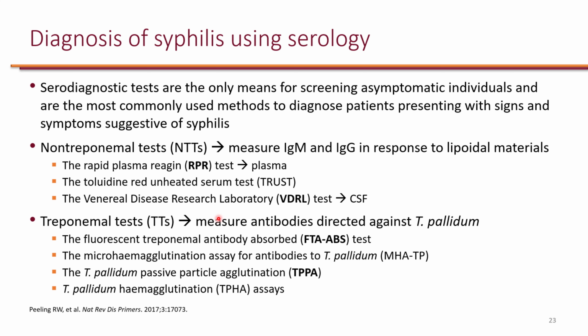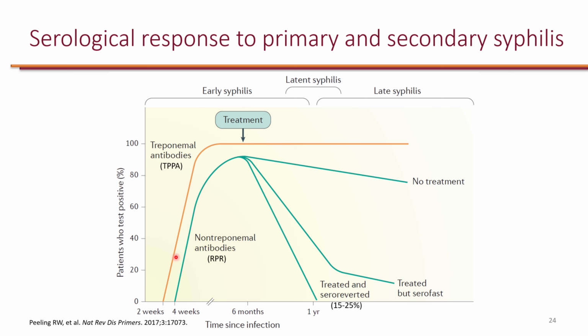Essentially, one thing to keep in mind is what happens with this serology. Here on the x-axis we're looking at time, and on the y-axis we're looking at patients who test positive, what percentage test positive. I can see that after infection, sometime between 4 weeks and 6 months is when non-treponemal tests become detectable, so RPR for example, as well as treponemal antibodies, so TPPA. Now, with TPPA, because it's directed at the organism, these antibodies will last forever, right? So even if someone had an infection in the past and it's been successfully treated, these are going to test positive over time, regardless of whether they have an active infection or not.